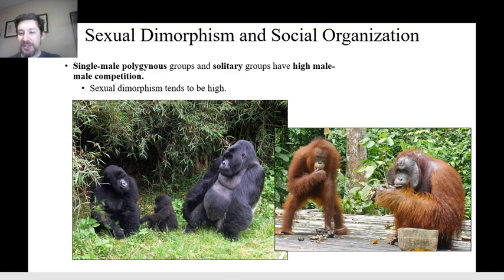And orangutans, again, the male is much larger, and he has a much larger cranium, and then he has those pads on the sides of his face that grow over time. Females never develop those, and so again, they're easy to distinguish from each other. They have high sexual dimorphism.